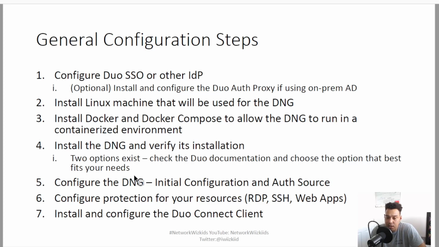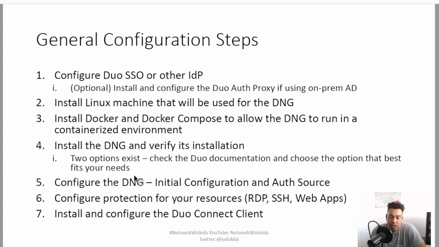There's two different options that do exist and are shown on the Duo documentation. So do check them out. I believe one is for SSH and web applications, and then the other one is for SSH, web applications and RDP as well. Once you've done that, configure the DNG with its initial configuration and authentication sources so that we can get that up and running. And then once we've done that, we can then start to look at protecting the applications and resources that you initially wanted to protect as well.